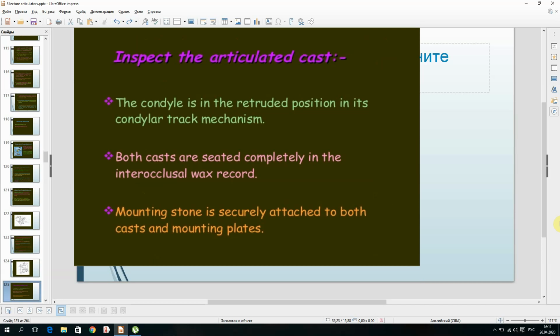Inspect the articulated cast. The condyle is in the retruded position in its condylar track mechanism. Both casts are seated completely in the interocclusal wax record. Mounting stone is securely attached to both casts and mounting plates.